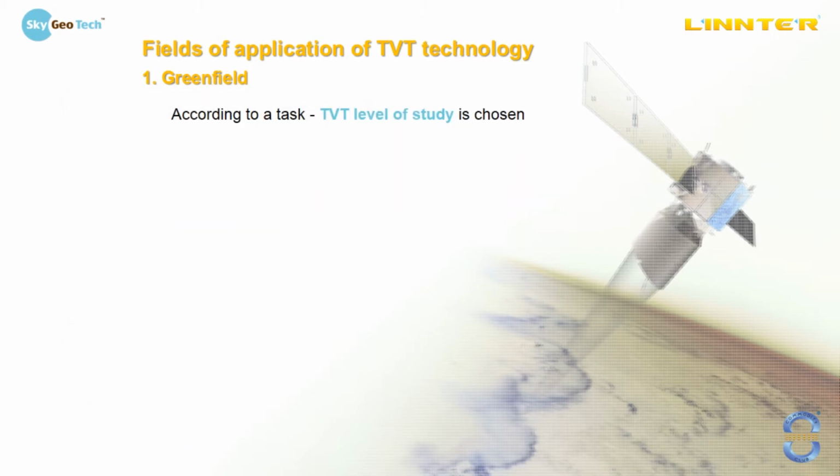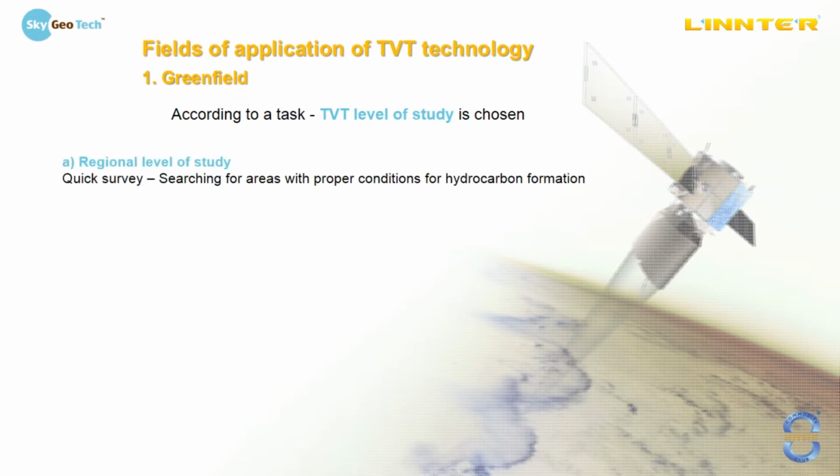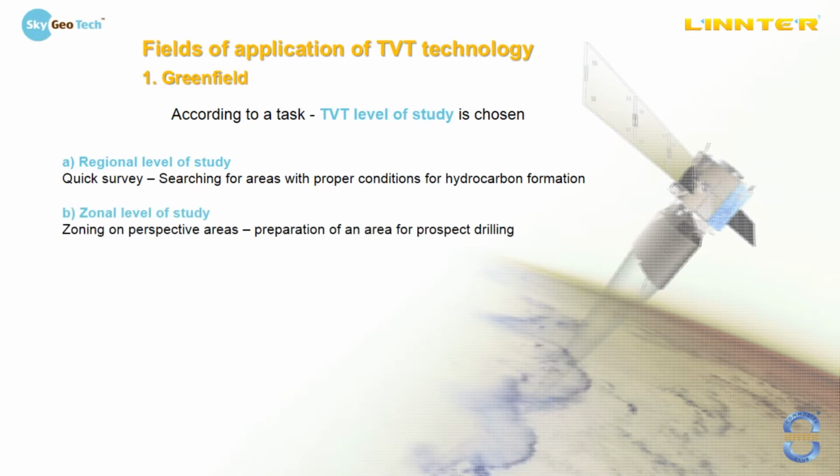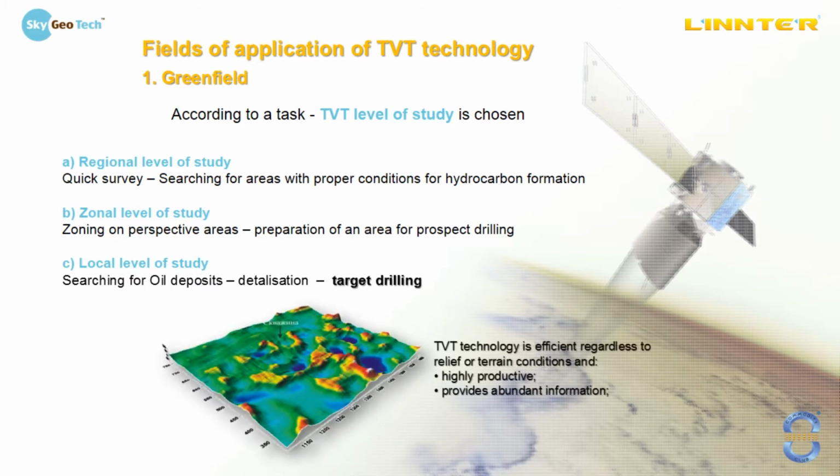According to the task, we choose the TVT level of study. It can be a regional level of study for quick surveys, a zonal level of study for preparation of an area for prospect drilling, and a local level of study, when we get detailed information about the block and the target drilling. At every level of study, TVT technology is efficient regardless of relief or terrain conditions.